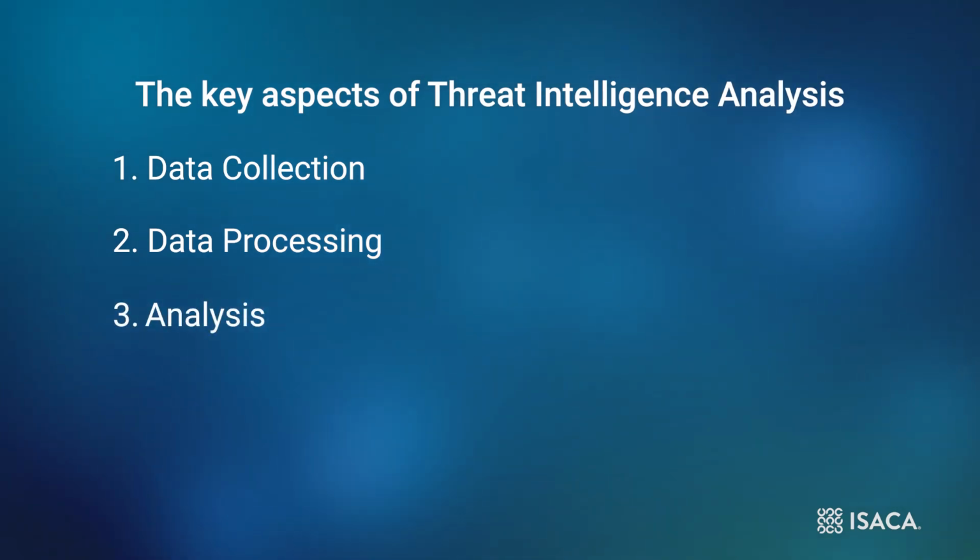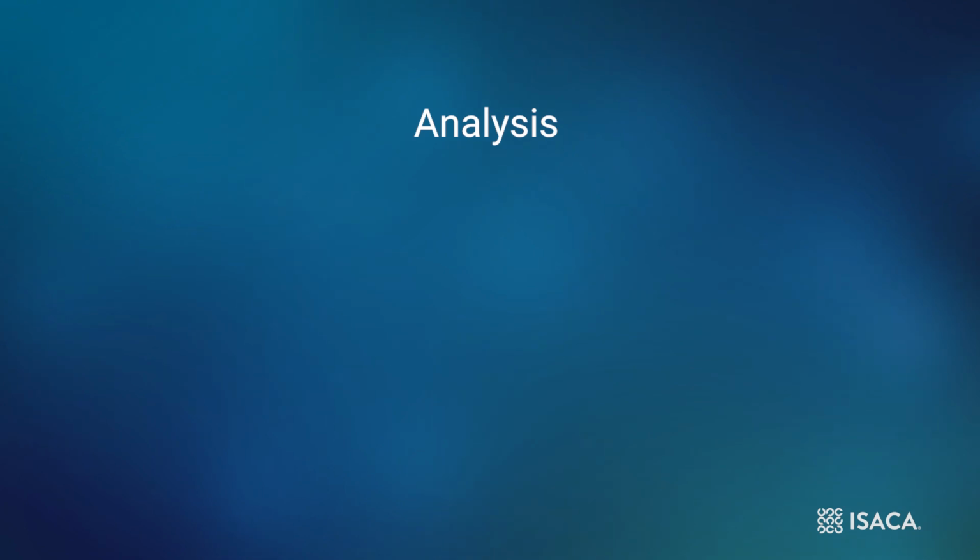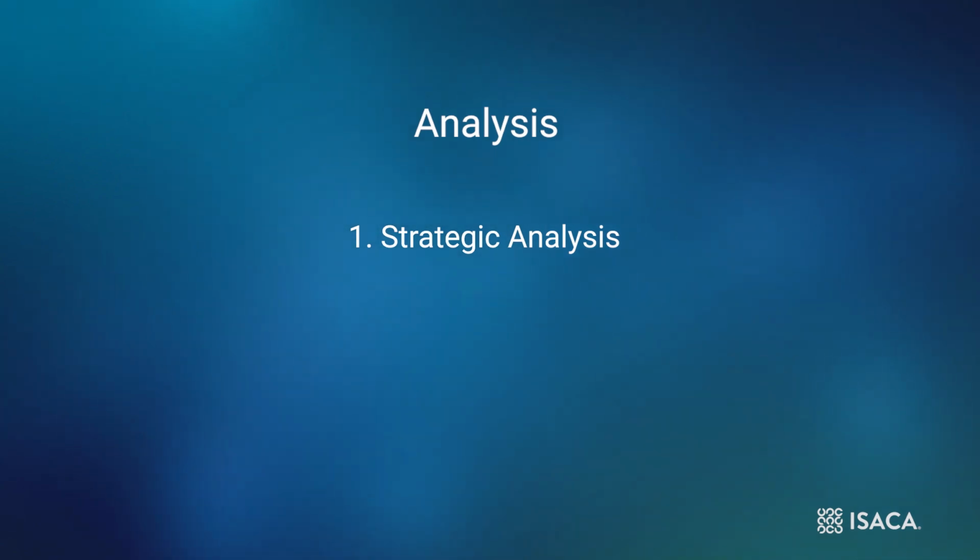3. Analysis. This is the core of threat intelligence analysis. Analysts use techniques, tools, and expertise to examine the processed data. They identify patterns, trends, and anomalies that may indicate potential threats. The analysis can be divided into 3 categories. Strategic analysis. This focuses on long-term trends and emerging threats. It helps organizations understand the bigger picture of cyber threats and informs strategic decisions.